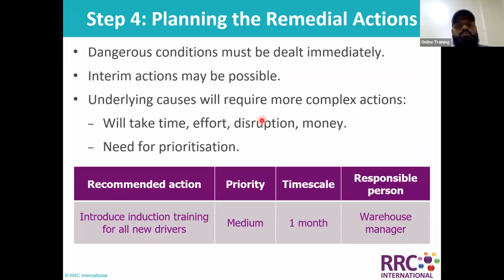Then underlying causes will require more complex actions. Yes, of course, as we have just discussed, it will take time, effort, disruption of the job, and money. Whenever time is there, money will be there. And there is a need for prioritization. You have to prioritize the causes, you have to prioritize the actions, with time scale, with priority, and who is the responsible person.